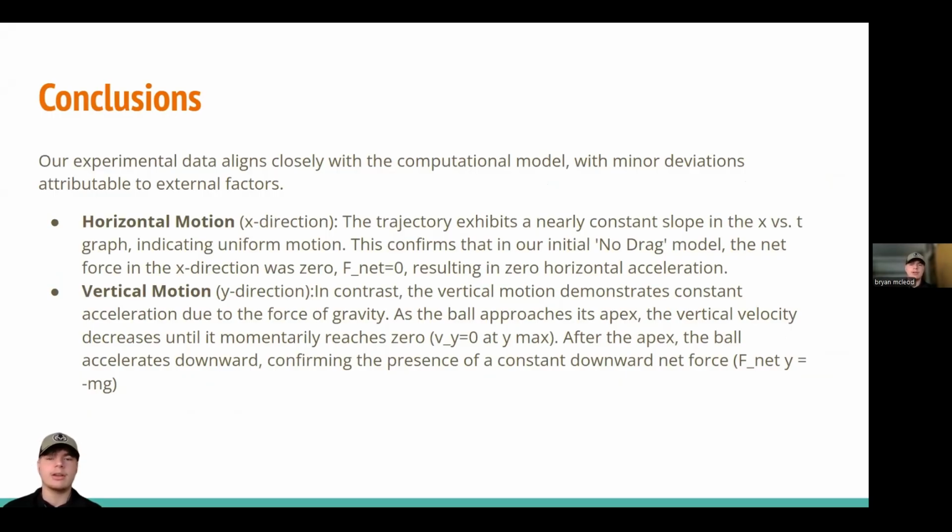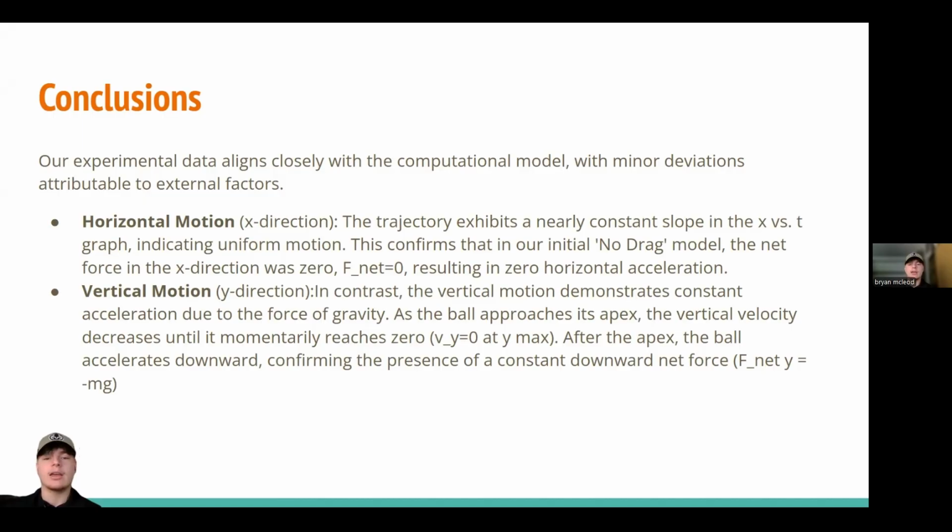Horizontal motion. The motion in the horizontal trajectory exhibits a nearly constant slope in the x versus time graph, indicating uniform motion. This confirms that in our initial no-drag model, the net force in the x direction was 0, F net equals 0, resulting in 0 horizontal acceleration.